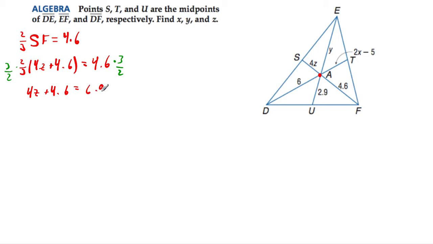So 6.9. And then I can subtract the 4.6. So I get 4Z is equal to 2.3. And then I can divide both sides by 4. So 2.3 divided by 4 is going to be 0.575. That's how we get that.